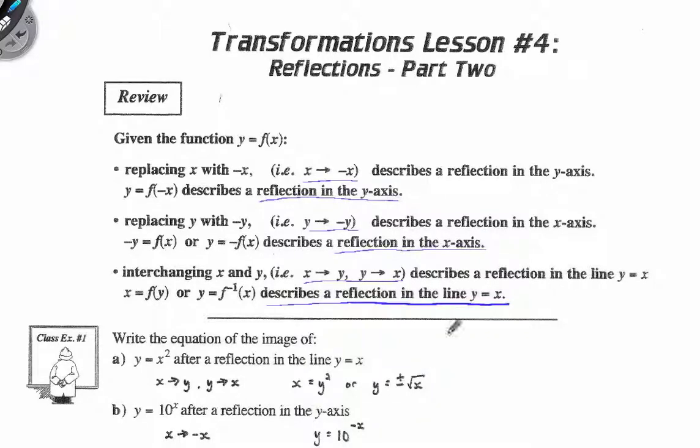Fair enough. How about this one here, y equals 10 to the exponent x after a reflection in the y-axis. Reflection in the y-axis means x gets replaced with negative x. Here's the replacement terminology. And here's what it becomes.